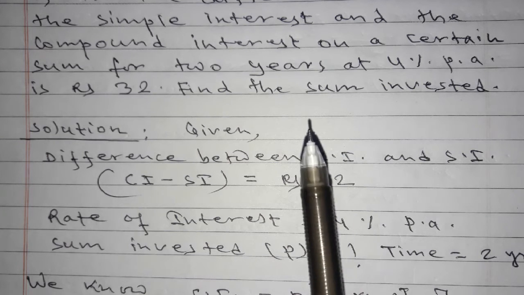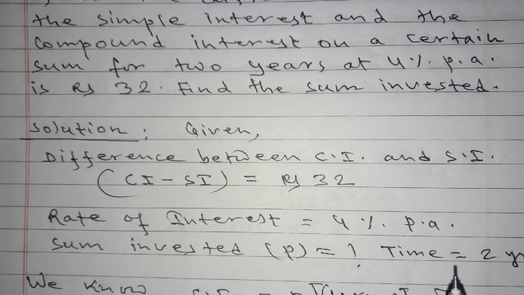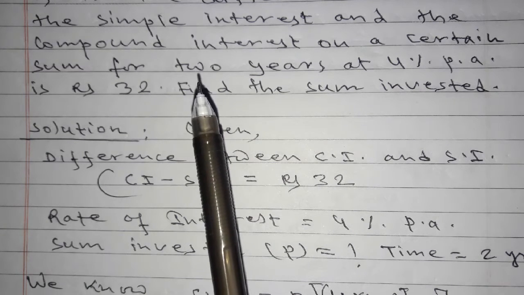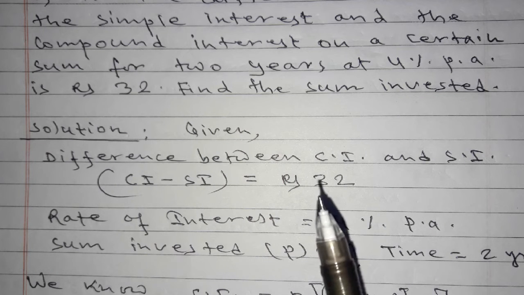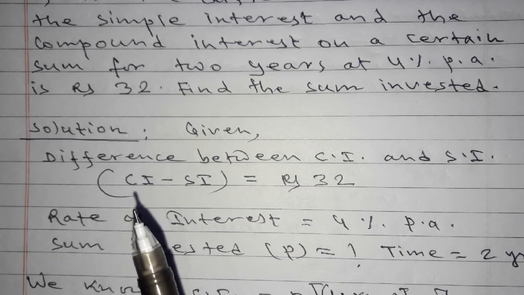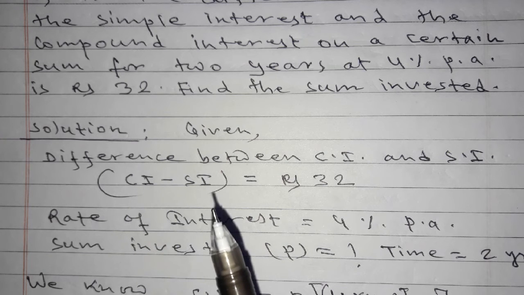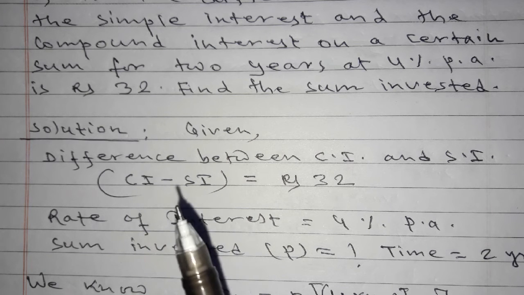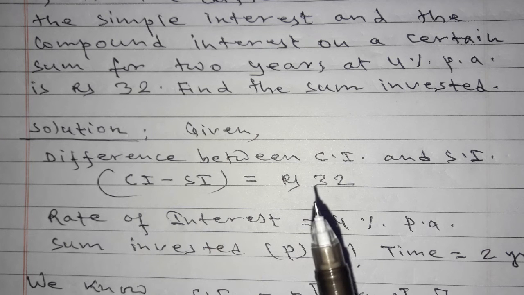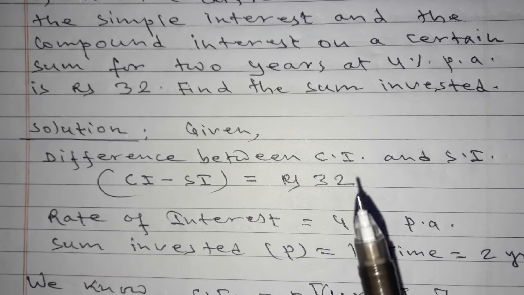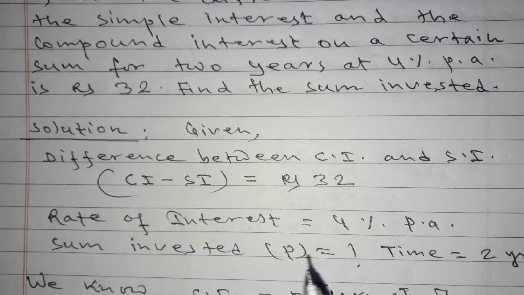We will find out the sum invested, and the time is given as 2 years. So according to the question, CI minus SI is 32. First we have to find the value of compound interest, then the value of simple interest, and we take the difference between CI and SI equal to 32, and after solving we get the value of P, that means the sum invested.